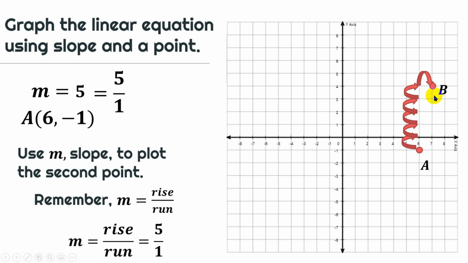The second point we got has coordinates (7, 4). We got that using the slope. Okay? So, now, let us draw the straight line using a ruler passing through the 2 points. And this will be the graph of this linear equation given the slope and the point.